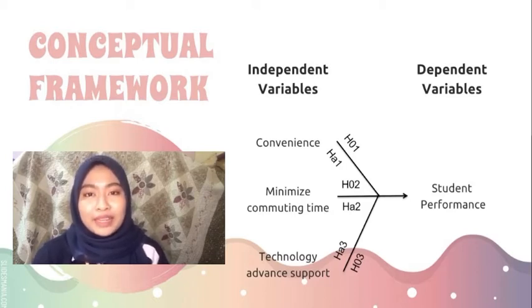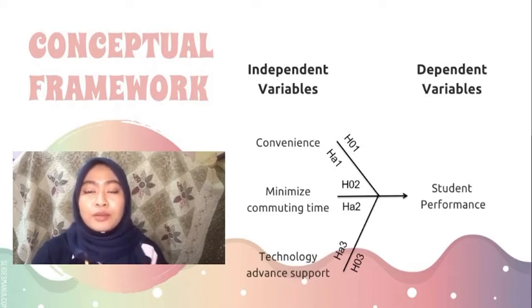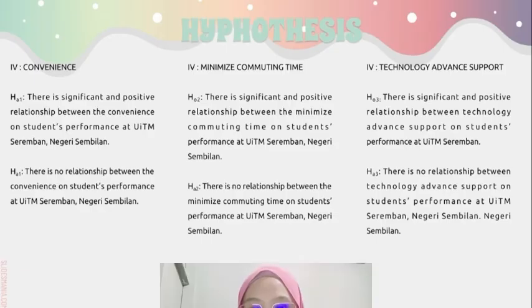You can see this is the conceptual framework of the relationship between online learning towards student performance at UiTM Seremban Negeri Sembilan and the factors that influence student performance during online learning. Therefore, the independent variable consists of 3 variables known as convenience, minimized commuting time, and also technology advanced support. So this independent variable will be used in data collection to find out whether there is any significant relationship between the independent variable and the dependent variable.